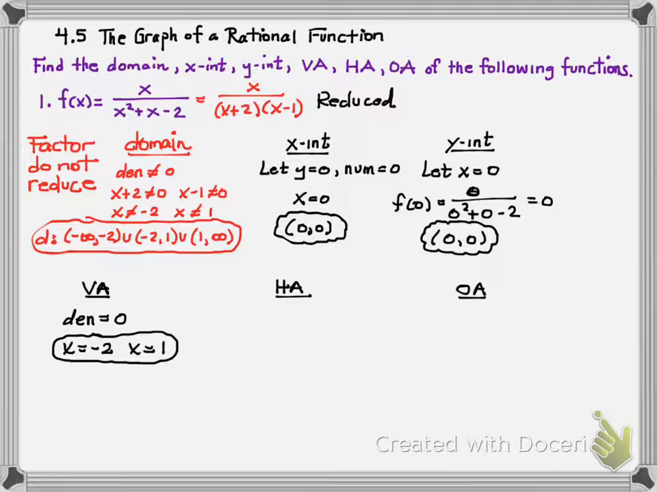Now for the horizontal asymptote or the oblique asymptote, we're going to take a look at the degrees on the numerator and the degree on the denominator. We notice that the degree of the numerator is less than the degree of the denominator, so that falls under a horizontal asymptote. And it's very simple. It's just simply y equals 0. It's automatic, no work involved. And if there's a horizontal asymptote, that means there's no oblique asymptote.